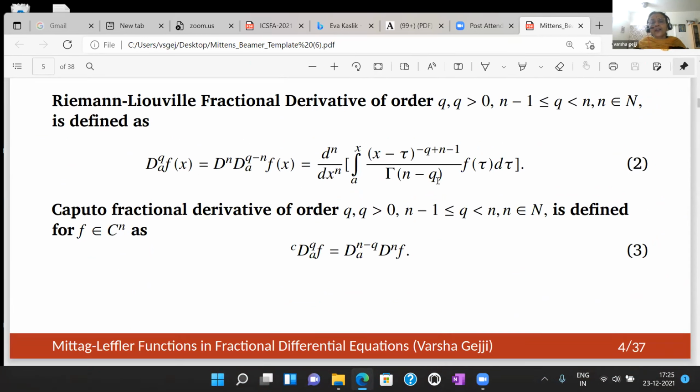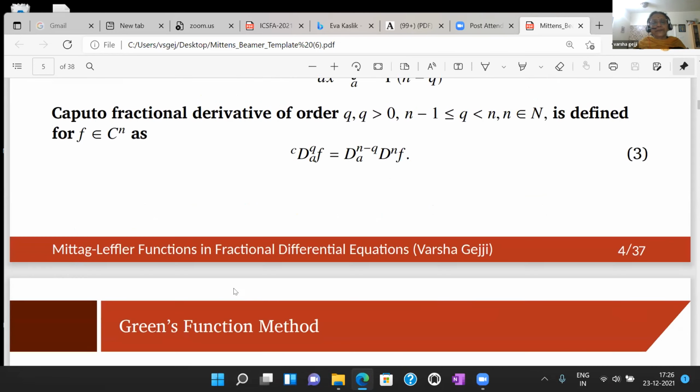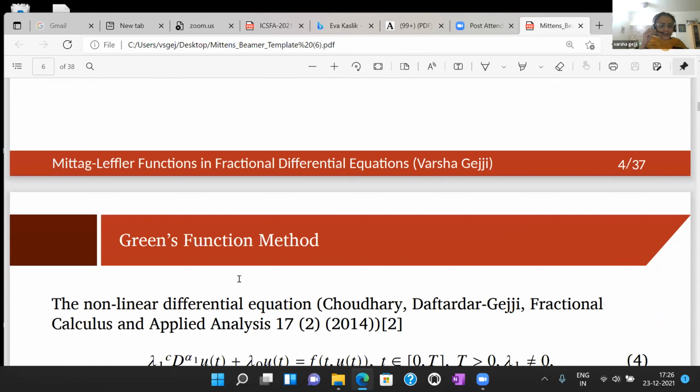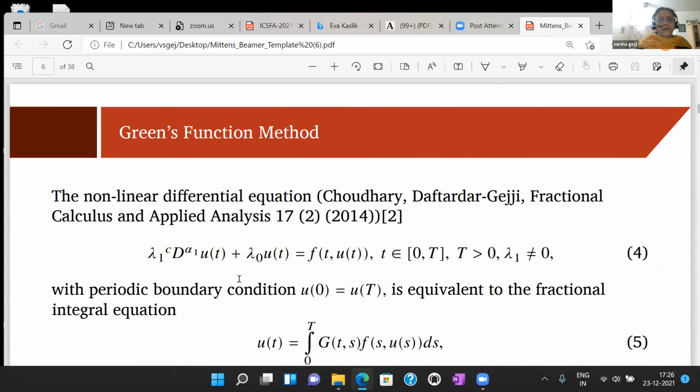Here you first consider the nth order derivative, and this you take as d^n minus q, so a fractional derivative. In this case, you first take this integral followed by a derivative. Now, in today's talk, I'm trying to show in which places the Mittag-Leffler function and its generalizations occur as solutions of fractional differential equations.